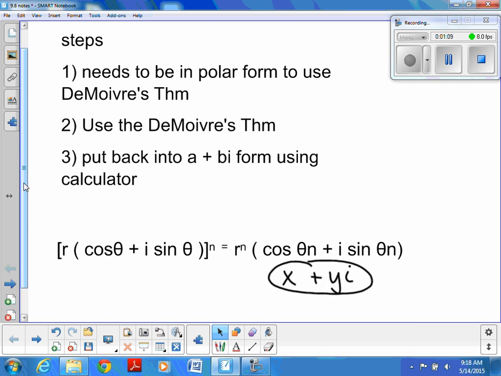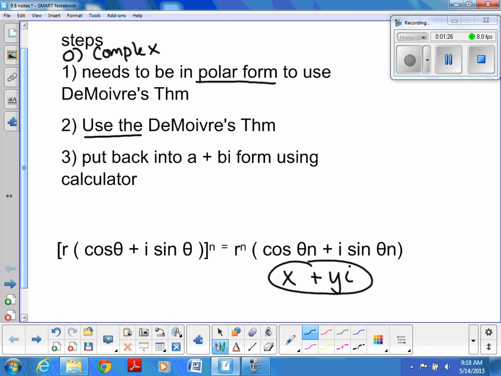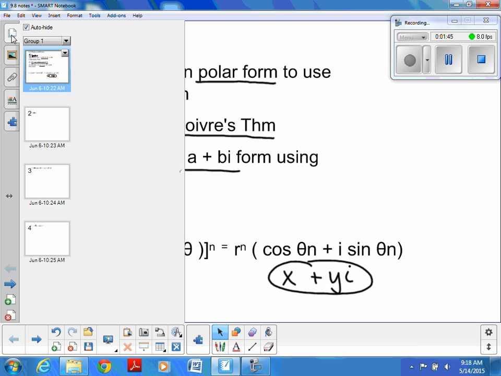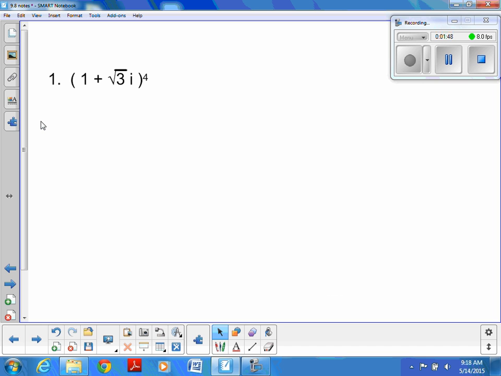Then after you put it into polar form, you get to use De Moivre's theorem, and then you put it back into complex form. So here's the zero step. It's in complex form first. That's the problem. Then you put it into polar form. Then you use De Moivre's theorem, and then you put it back into complex form. A plus bi, x plus yi, exact same thing. Complex, polar, use the formula, put it back into complex. Got it? Complex, polar, use De Moivre's, put it back in. I think I have 3 problems because they're all a little bit different.